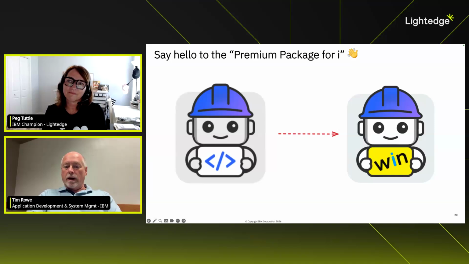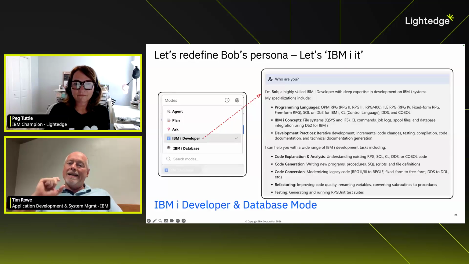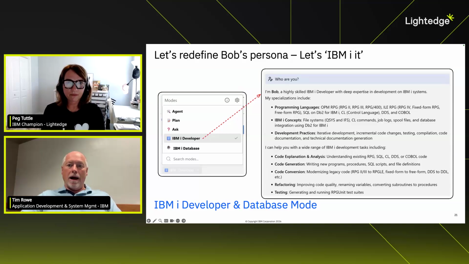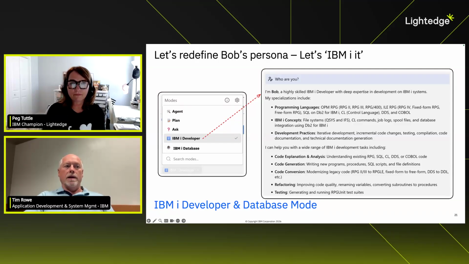Some of the things we've been working on is something called the premium package. It was just recently announced, and it's going to GA June 24th. What does that mean? What does it look like? First off, we've added some modes into Bob to give Bob basically a persona around things like development or database, not just general purpose, but specific IBM i. So that Bob now understands what is OPM. Bob understands what is ILE.